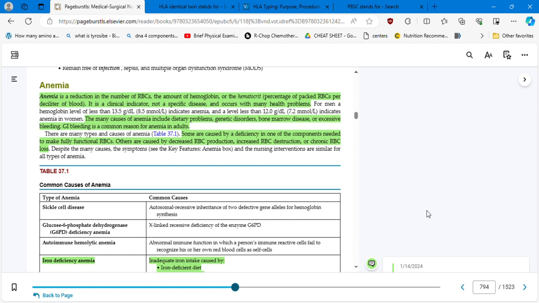It's a reduction in the number of RBCs, the amount of hemoglobin, or the hematocrit percentage of packed RBCs per deciliter of blood, and it is a clinical indicator, not a specific disease, and occurs with many health problems. The many causes of anemia include dietary problems, genetic disorders, bone marrow disease, or excessive bleeding. GI bleeding is a common reason for anemia in adults.